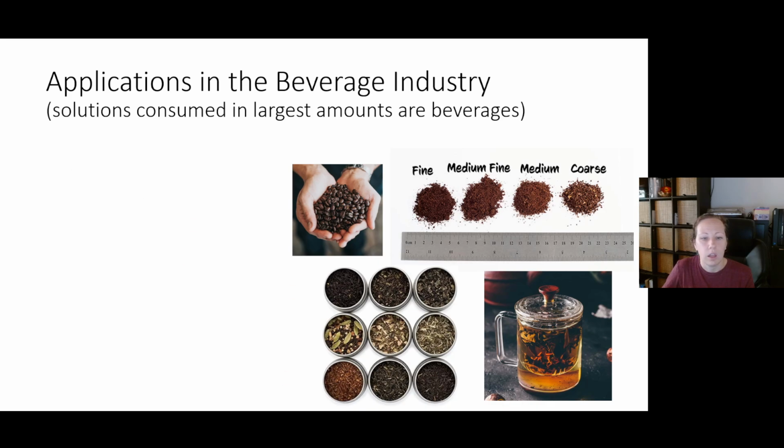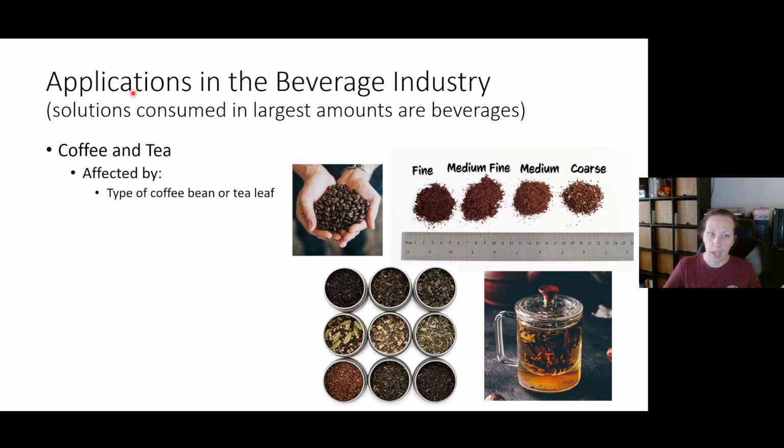Okay. Other beverage industry applications, coffee and tea, right? So coffee and tea are affected by the type of coffee bean or tea leaf. So typically that's going to be something that is marketed, right? The drying process that is used, the roasting times. So how long are you roasting these beans? And that's going to affect the flavor compounds.